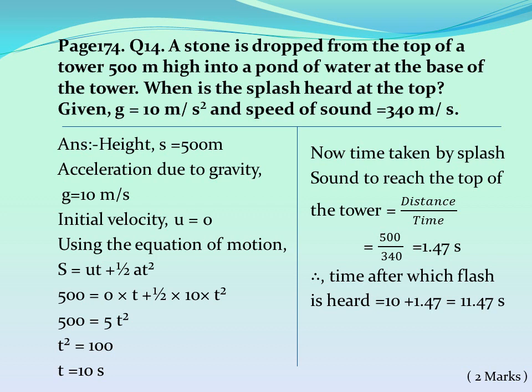Answer. Height s equals 500 meter. Acceleration due to gravity g equals 10 meter per second squared. Initial velocity u equals 0. Using the equation of motion, s equals ut plus half at squared. 500 equals 0 into t plus half into 10 into t squared. 500 equals 5t squared. So t squared equals 100. T equals 10 seconds.